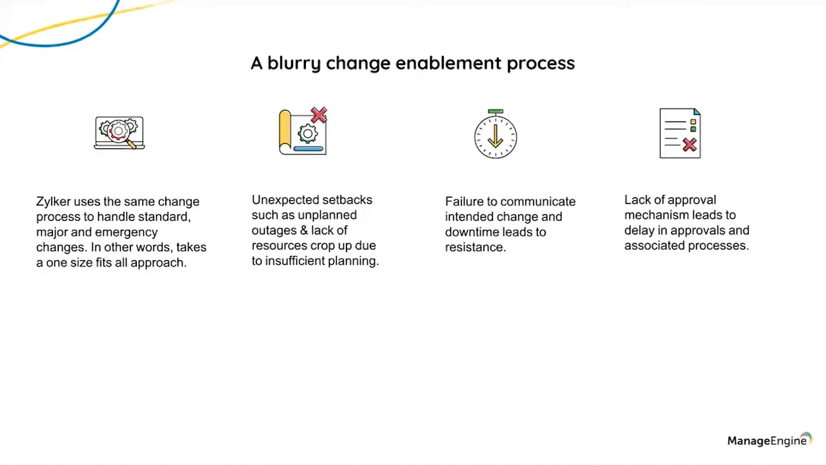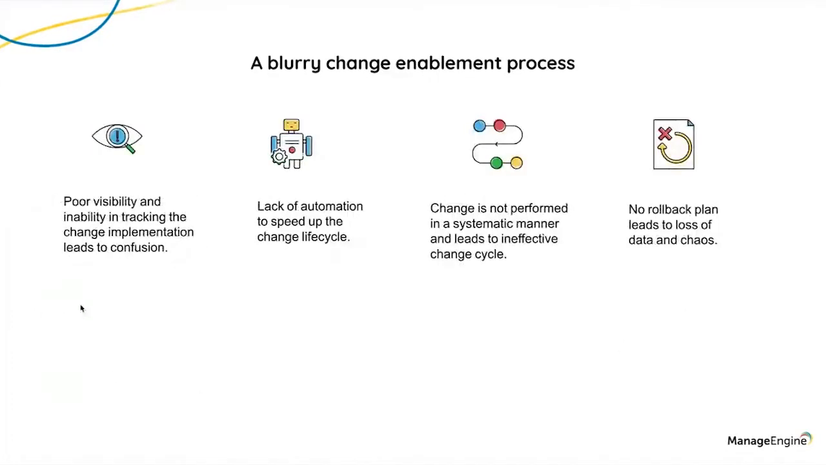And they did not have a proper approval mechanism, which meant that there was delay in the approvals and in the processes that followed. And without proper visibility into what is happening, there was confusion on what stage they are in, and without automation, further delay was faced. And since the change was not systematic, as in it was not consecutive, it was very ineffective. And without a rollback plan, they had to face loss of data and chaos.